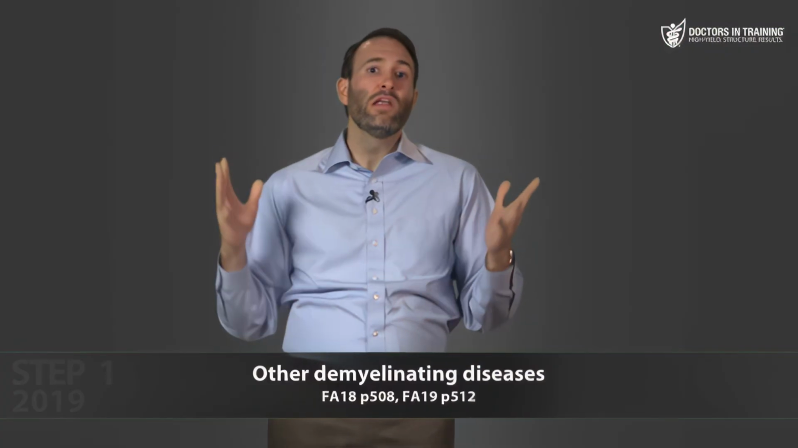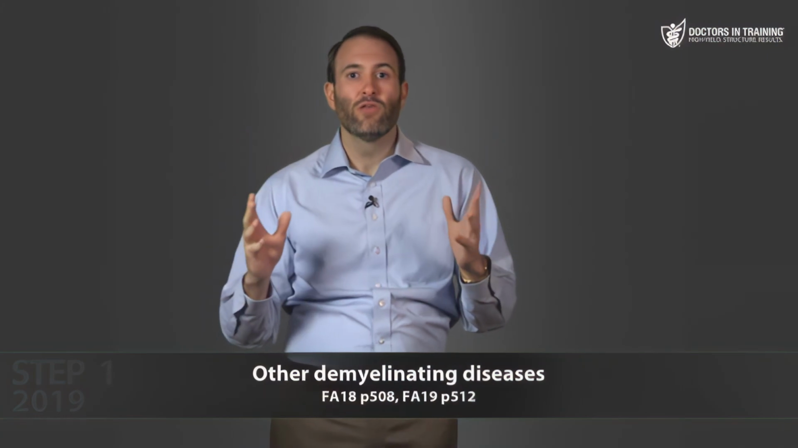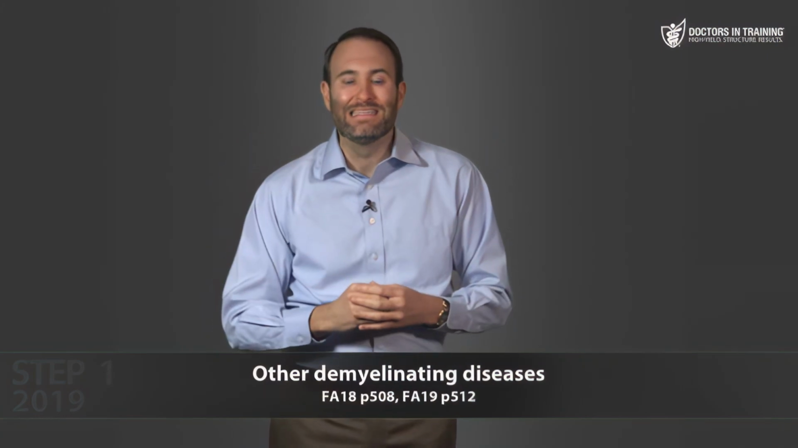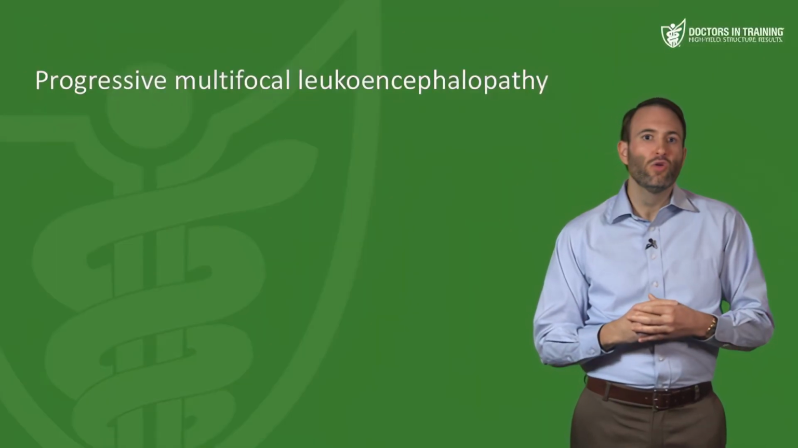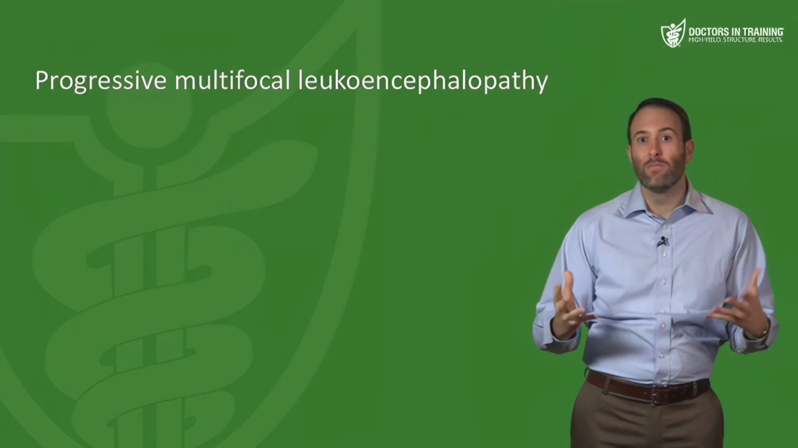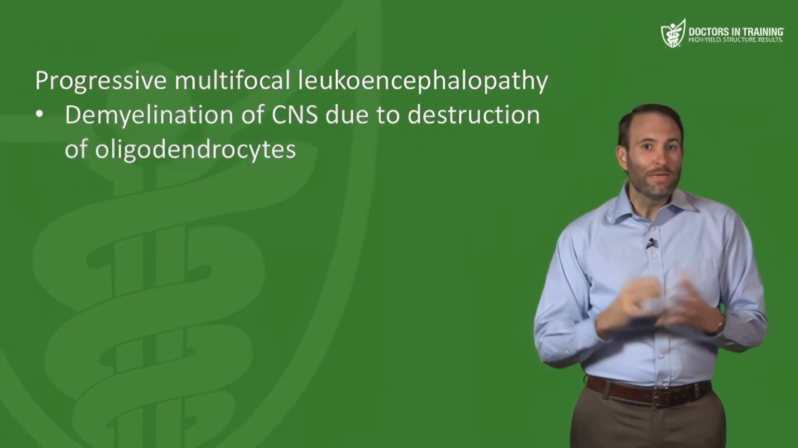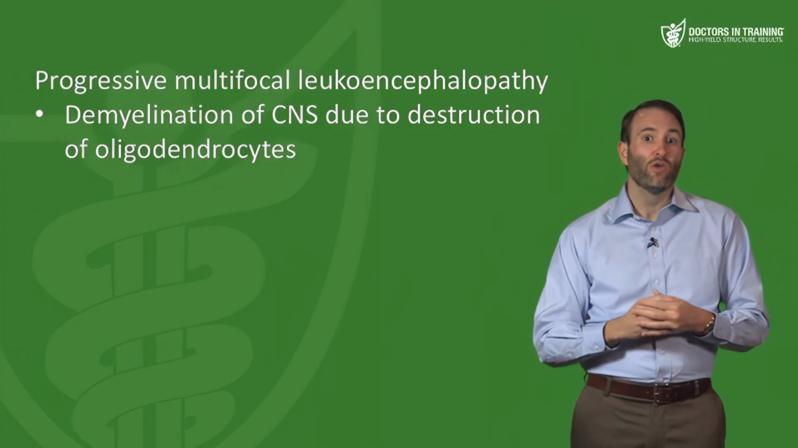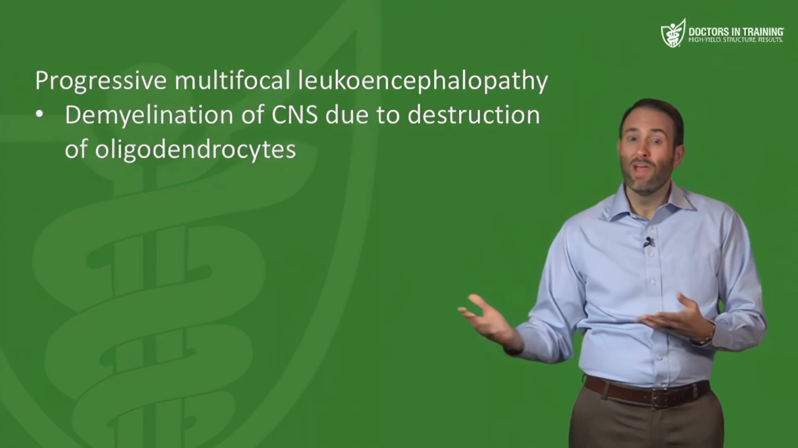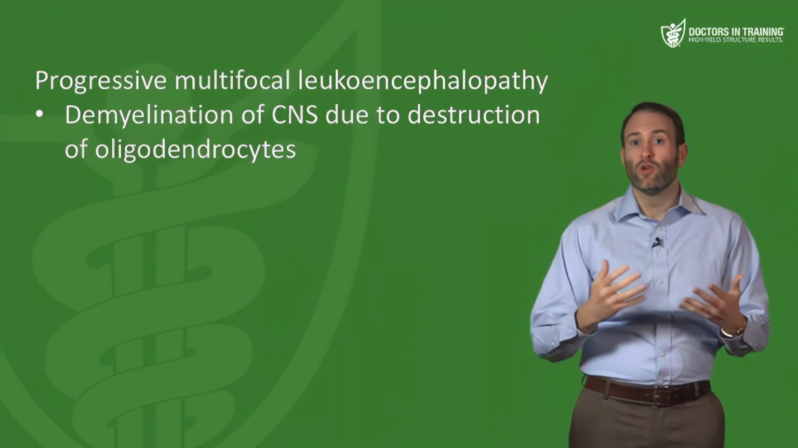All right, so let's go ahead and briefly mention just the very, very high-yield other types of demyelinating diseases. We won't go into as much detail on these. So first we have progressive multifocal leukoencephalopathy. So leuko meaning white matter. So in this disease, you have demyelination of the central nervous system due to destruction of oligodendrocytes. So where Guillain-Barré was the Schwann cells, now we're dealing with oligodendrocytes.